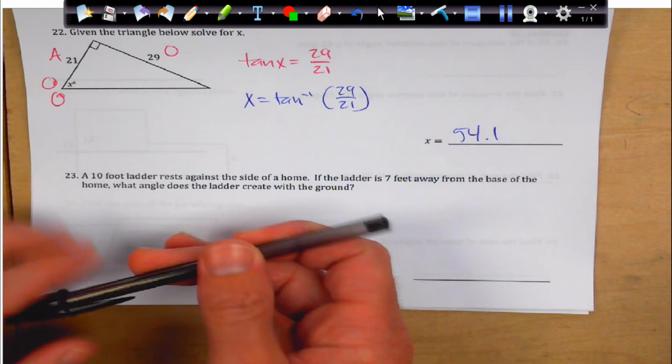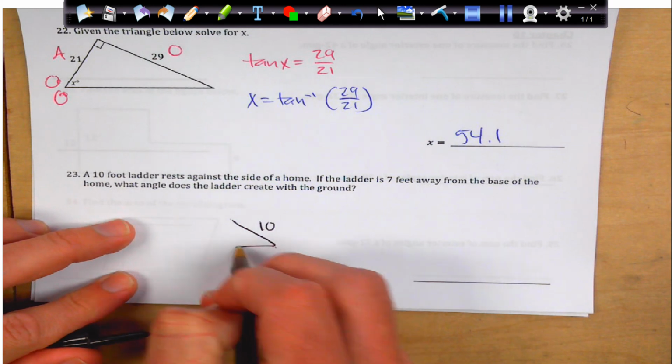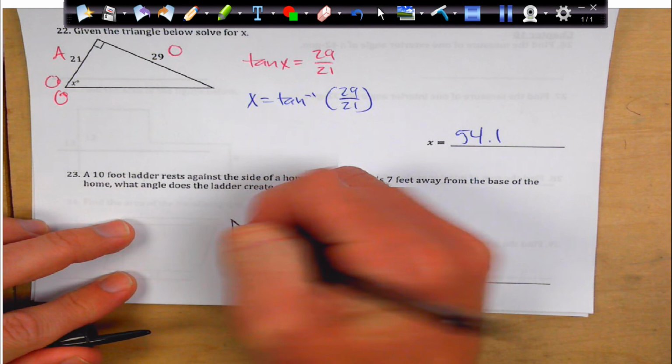A 10-foot ladder rests against the side of a home. So that's my 10-foot ladder. It's 7 feet away from the base. And here's my home. What angle does it create?